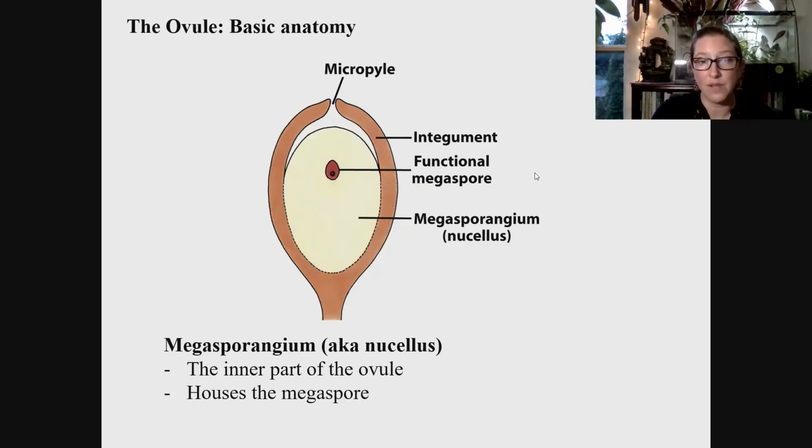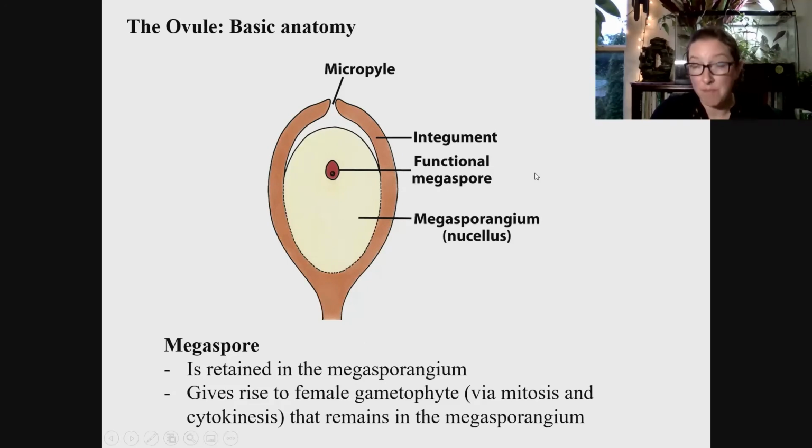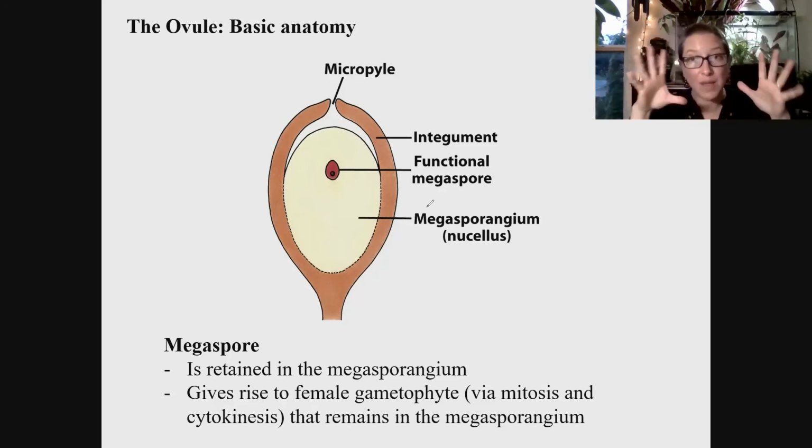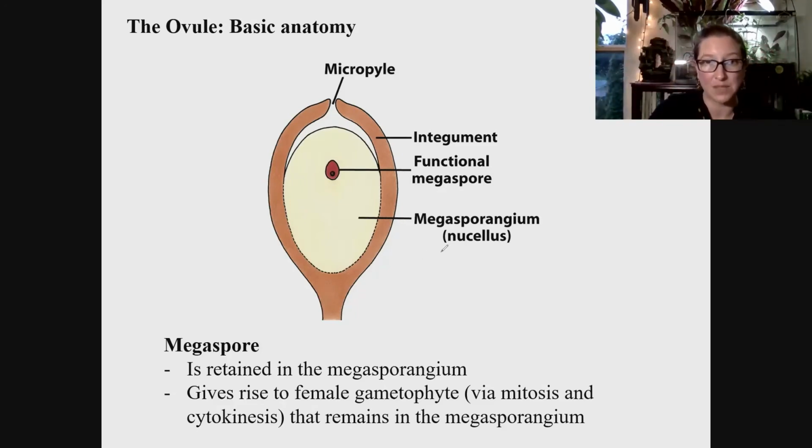The megaspore is inside of the megasporangium. So the megaspore no longer gets released from the megasporangium, whereas in Selaginella it did. In Selaginella, the megaspore left. Now the megaspore stays inside of that megasporangium, never leaves. And the megaspore is going to grow into that female gametophyte plant, and the female gametophyte plant is going to stay in there as well.